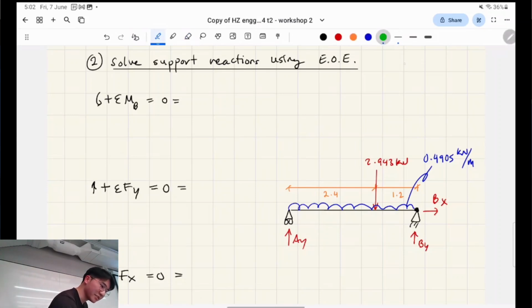Let me do a couple again. Is AY going to give us a positive or negative moment about B? Negative, very good. So we have negative AY, which is the force, multiplied by, as I said earlier, this was 3.6, right?